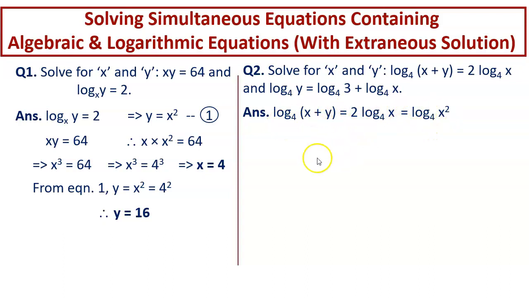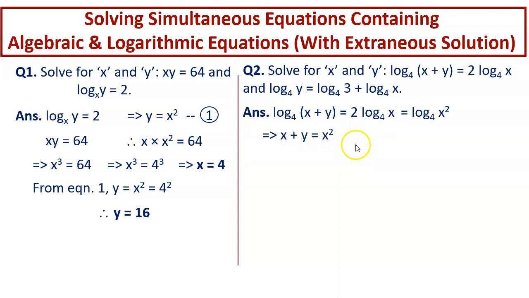So we can equate the arguments and we get the equation as x plus y equal to x to the power of 2. This is our known form. We are not having this log part anymore. This is our known form.